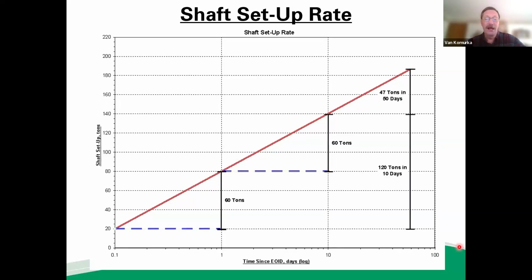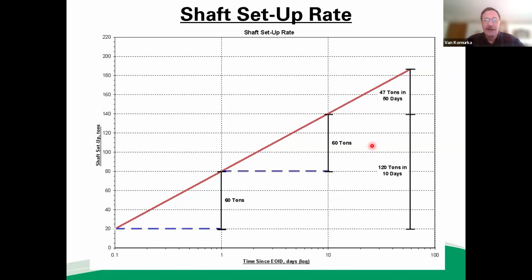So if we look at where this plot ends, this particular pile and its setup relationship gained 120 tons in the first 10 days. And then in the next 50 days after that, it only gained 47 tons. So this illustrates, I think, in a more accessible or understandable way how front-end loaded the setup is.